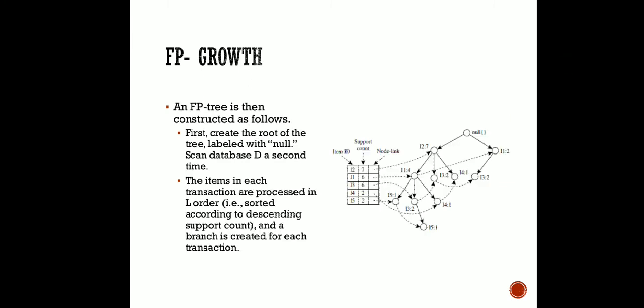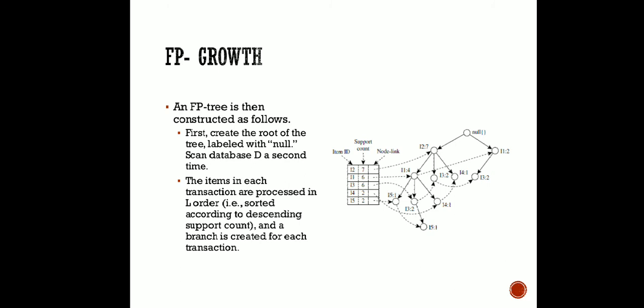Now see the tree, how it is acting. We have scanned the database once and have come up with this value. Whenever the item ID is I2, its support count is 7. If it is I1, it is 6, and we have ordered this list in descending order. Now this total index is associated with one node link. Just focus on the tree now. We will mark the root node as null.